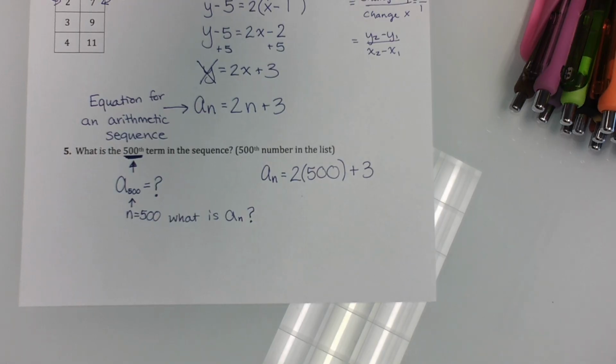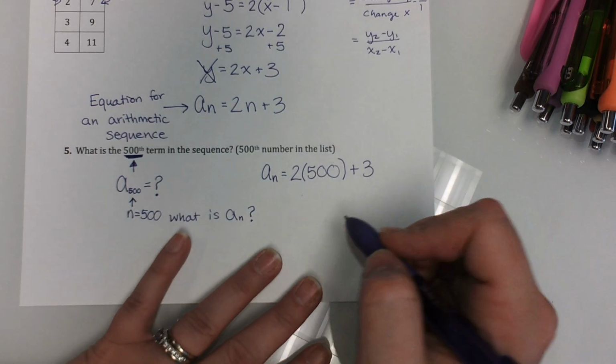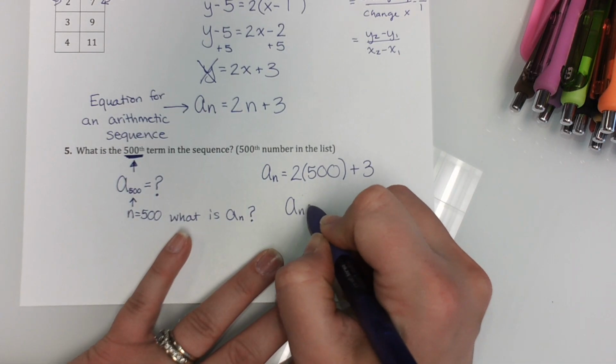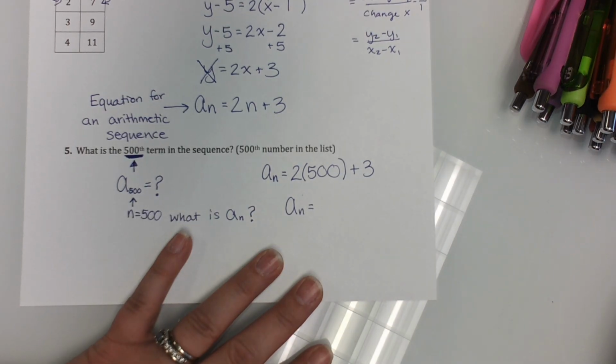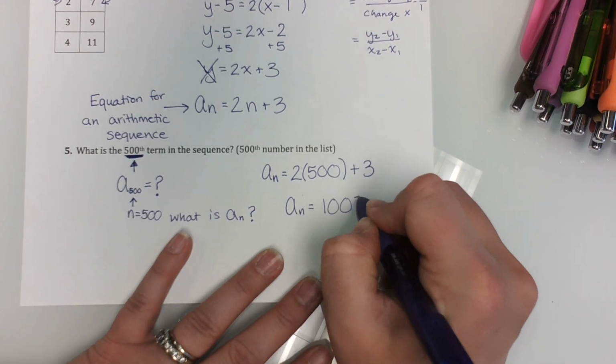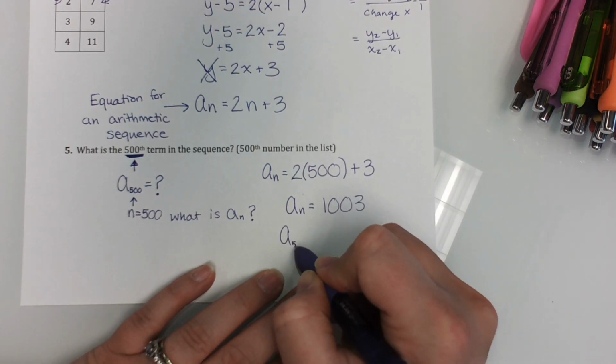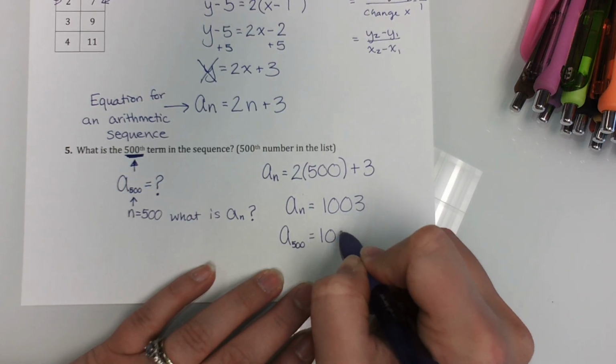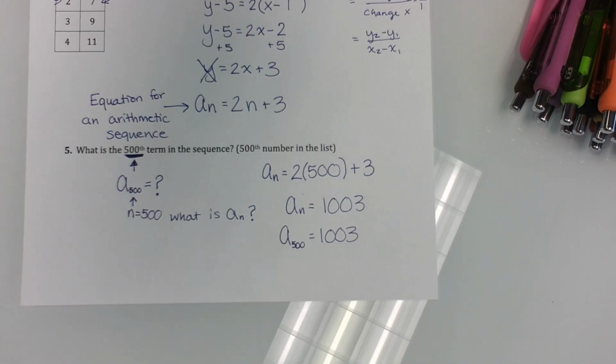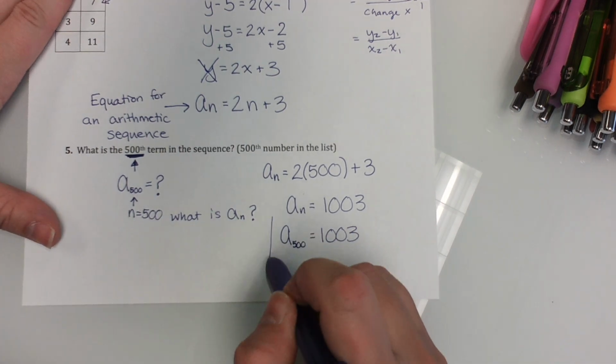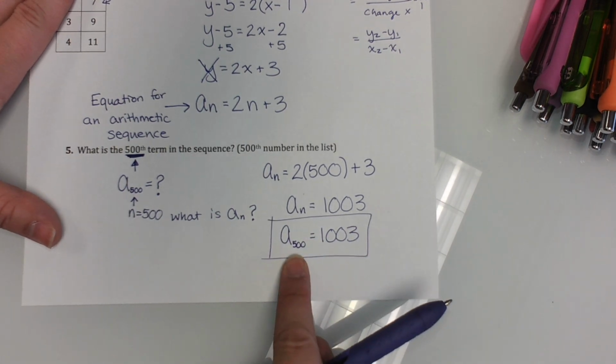The 500th number in this list is going to be 1003. Now, more accurately, we would leave this as a sub 500 equals 1003. If you leave it as a sub n, I'm not going to be upset about it. If you leave it as a sub 500, it is more accurate, but please do be careful and recognize that this is not a times 500. It is a subscript. It is telling us a location.